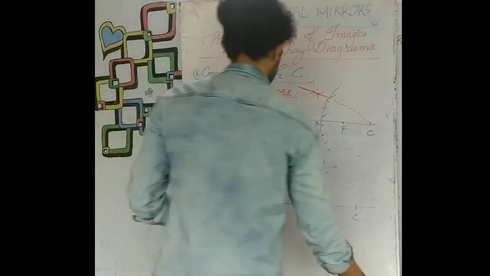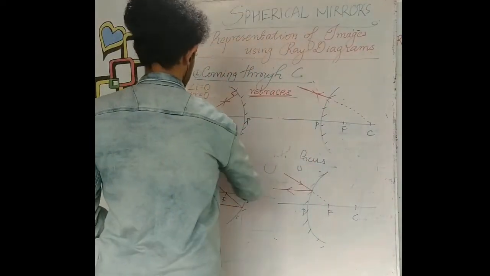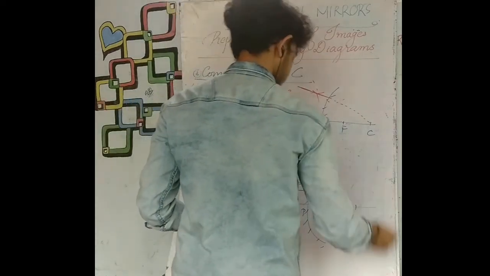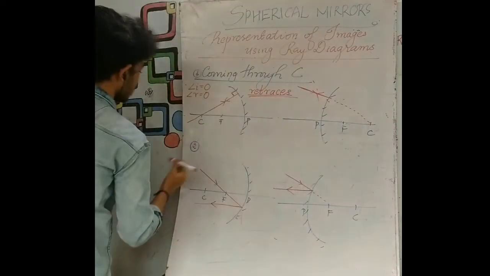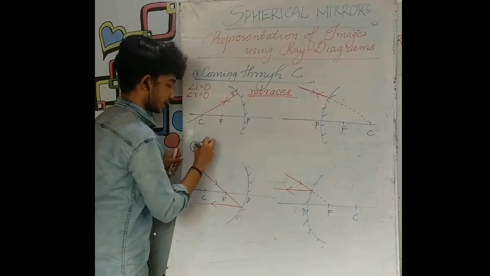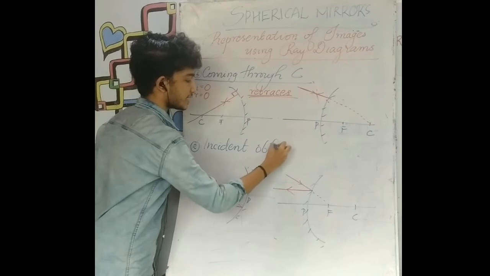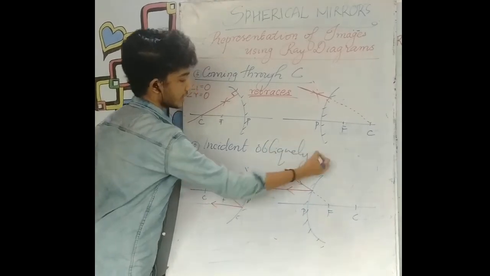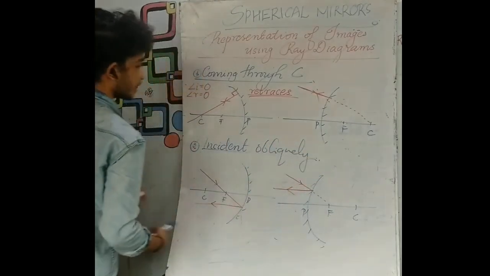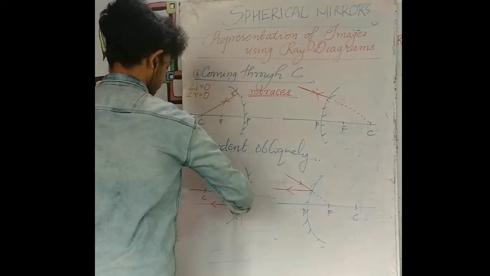And the fourth case we have to discuss is when it is incident on the reflecting surface obliquely. Obliquely means slantingly, or not in a direct manner. It is incident in an indirect way on the reflecting surface.